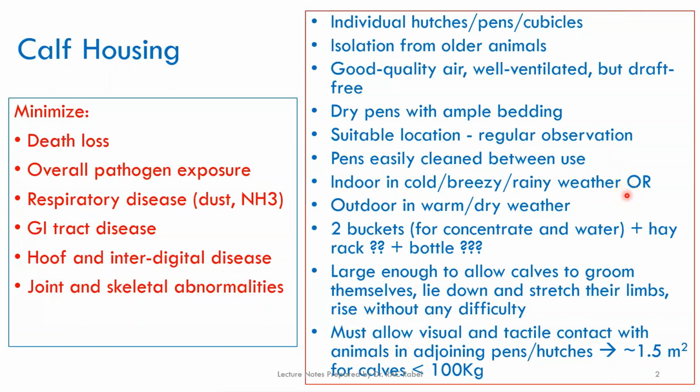Okay. So like I said earlier, if it's rainy, cold weather, they can be placed indoors. Whereas if it's warm, dry weather, like in Hambantota, they can be placed outdoors, right? And there should be two buckets, right? So what should these buckets be for? Is it for concentrate, water, milk, or roughage?